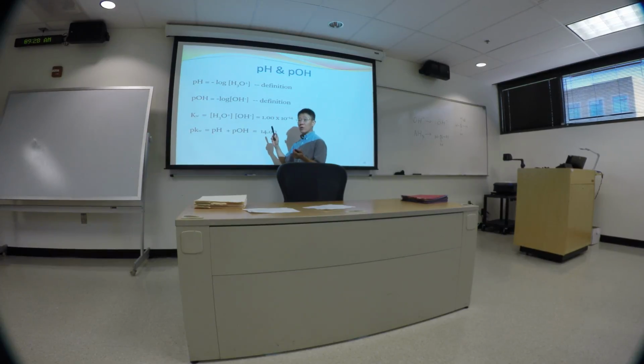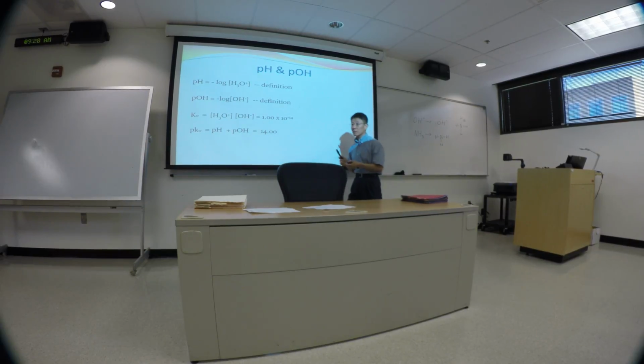If you still remember your logarithms, which I hope you do, the negative log of this times this equals the negative log of this plus the negative log of this. Well, the negative log of this is pH, and the negative log of this is pOH. So pH plus pOH equals the negative log of this number.